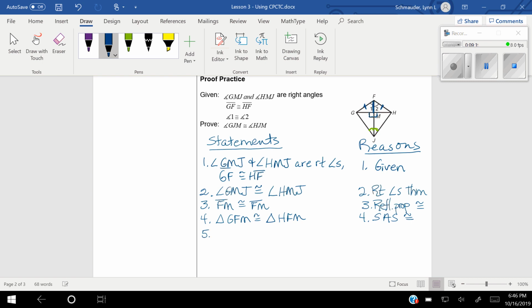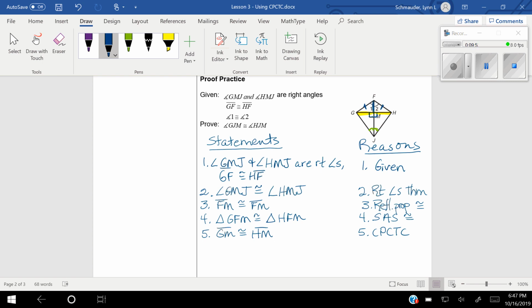Okay, and then how does that help me? Well, how about this? What if I then say that this side here is congruent to this side in the bottom triangles? Let's see how that works out. GM is congruent to HM by CPCTC, right? And then we've already got the two angles. The two right angles are congruent.